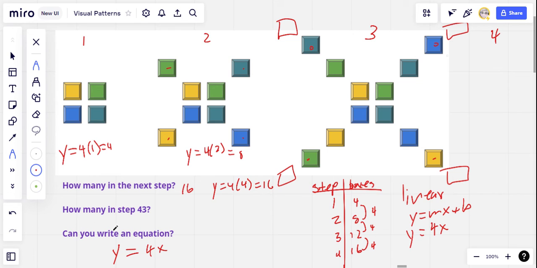Once you've got that, figuring out how many in step 43 is pretty easy. We just plug in 43 for x, for the step number. So 4 times 43, let's see, 4 times 40 is 160, and 4 times 3 is 12. So 160 plus 12 is 172 squares in step number 43.